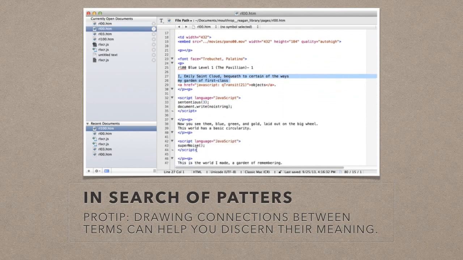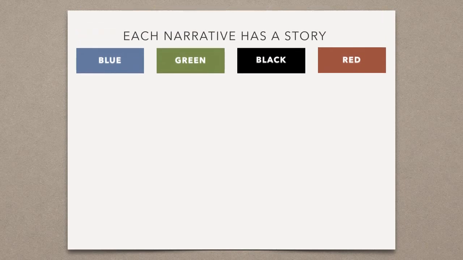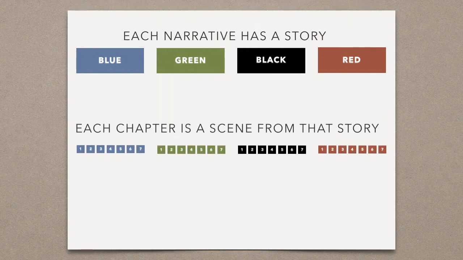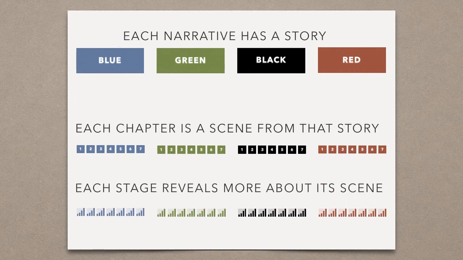There are 4 narratives: blue, green, black, and red. Each tells the story of a different character. Each narrative is made up of 7 chapters, and each chapter is a scene from its story. Each chapter has 4 stages, which sequentially reveal more about its scene.